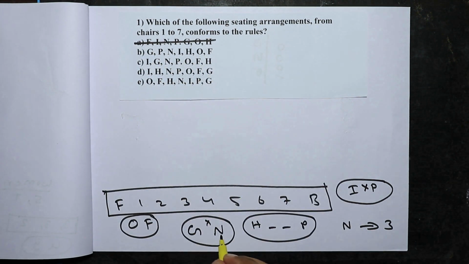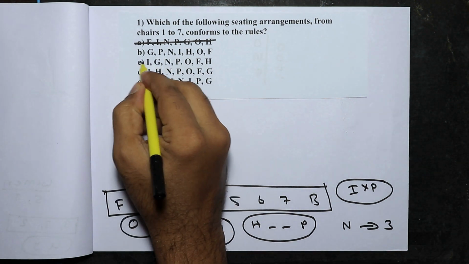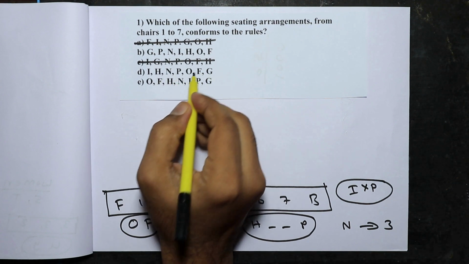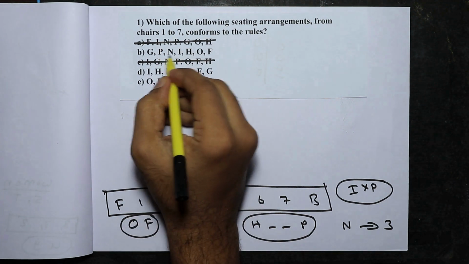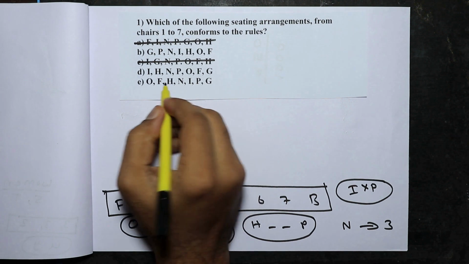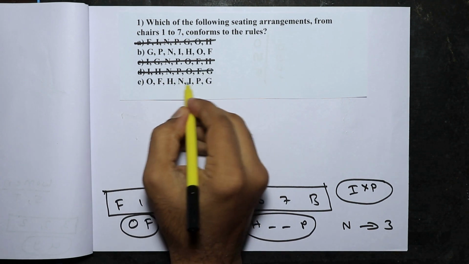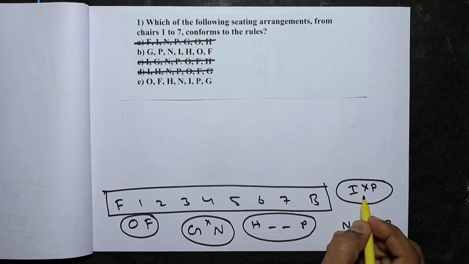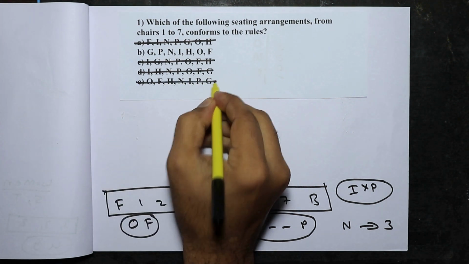Now G cannot be adjacent to N. This is okay. Here G and N are adjacent, so this can be eliminated. Here G and N are not adjacent, so it is okay. Here also it is okay. Then 2 chairs in between H and P. Here there are 2 chairs, so that is okay. Here only 1 chair, so D can be eliminated. Here again 2 chairs. Then I cannot be adjacent to P. Here I and P are adjacent, so this can be eliminated.